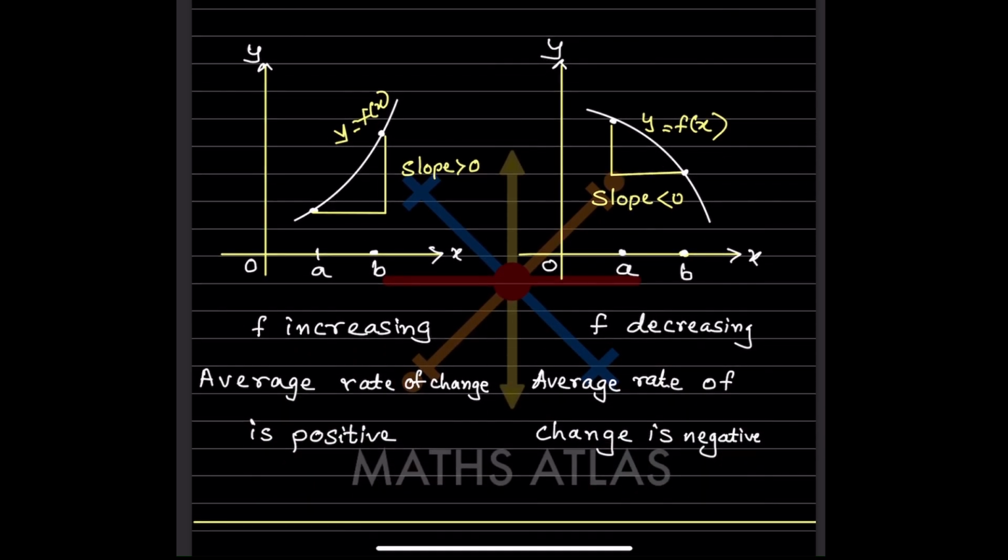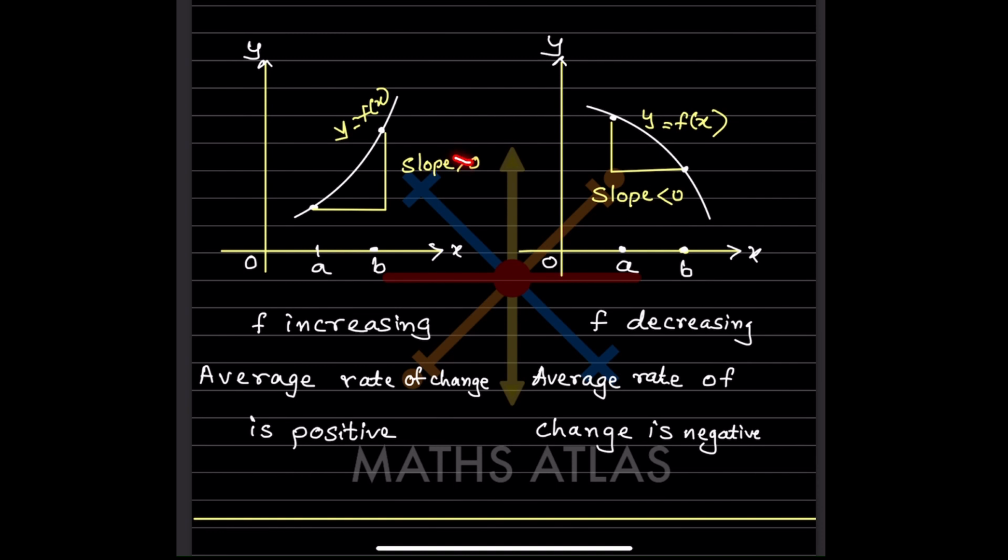Now for this one, there are two types here. Whenever the slope is greater than 0, these are the a and b points, and y is equal to f(x). If this slope is greater than 0, f is increasing and the average rate of change is positive.